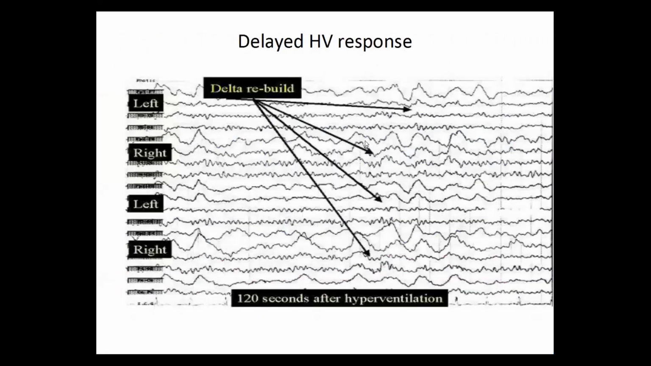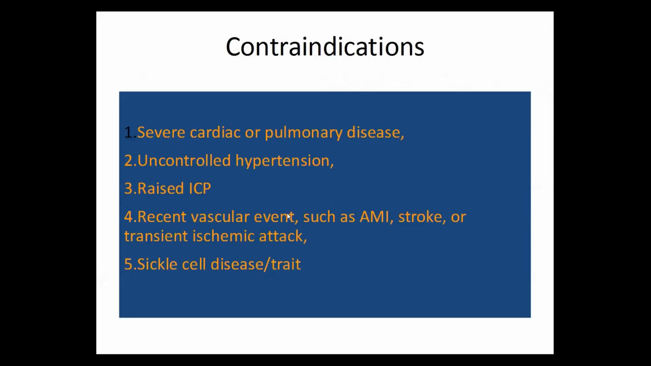Now, just an example to show the delayed HV response: you can see that after 2 minutes of HV, this patient is showing this kind of delta rebuildup. This is indicative of an underlying vasospasm or a condition which is producing some kind of resting ischemia. So predominantly it happens in moyamoya disease.